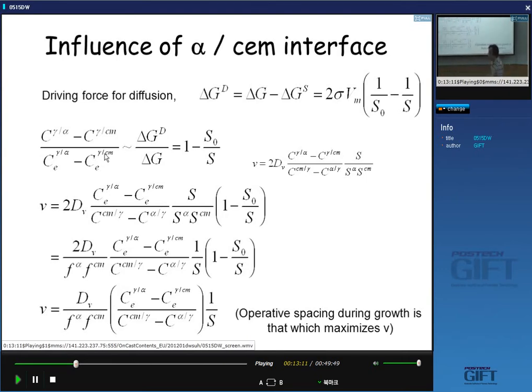When you look at this formula to evaluate the velocity of the interface, we have to know the interlamellar spacing. What I mean is that this equation is just a relationship between the velocity and the interlamellar spacing. So to evaluate the velocity, we have to know the interlamellar spacing.